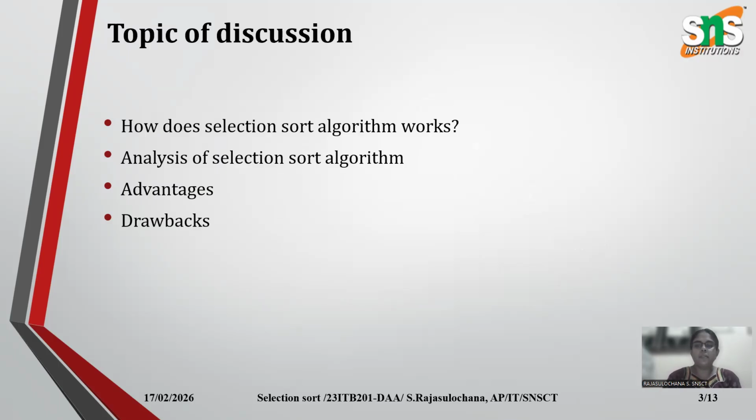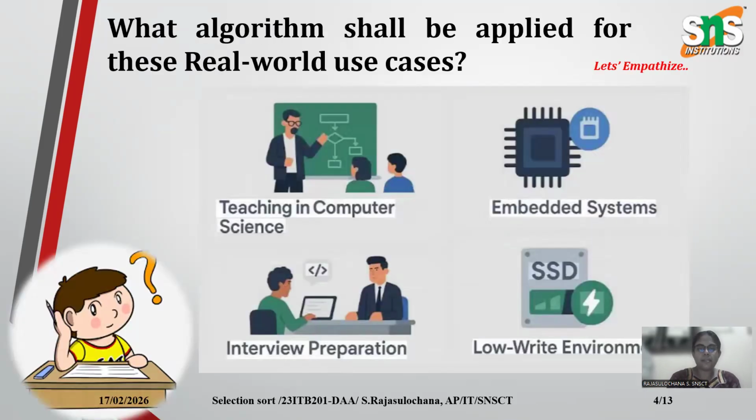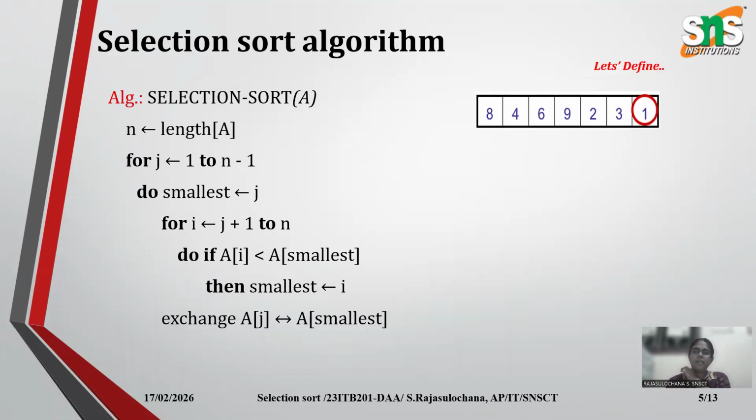So here are the topics that we are going to discuss today. We will start with how the selection sort algorithm works, followed by performing mathematical analysis of selection sort algorithm, its advantages and drawbacks. Now look at this figure. Here are some of the real world use cases that we face in our day-to-day life. Faculty teaching computer science, embedded systems, faculty preparing for an interview, working in a low light environment. All these require some sort of arrangement to be executed in a particular order. This can be accomplished with the help of a sorting algorithm, and especially selection sort.